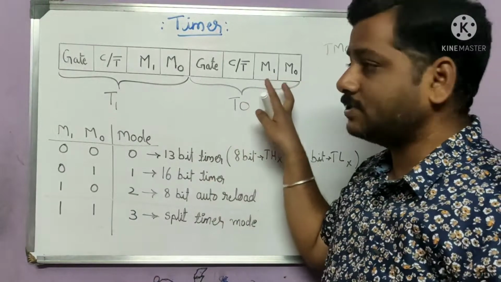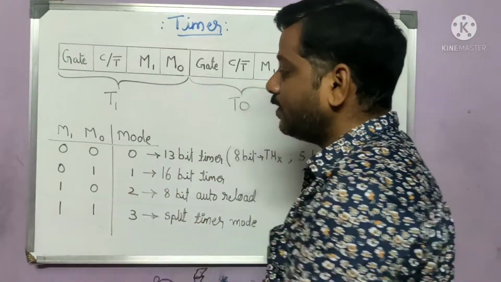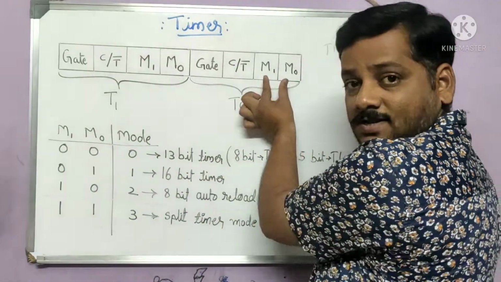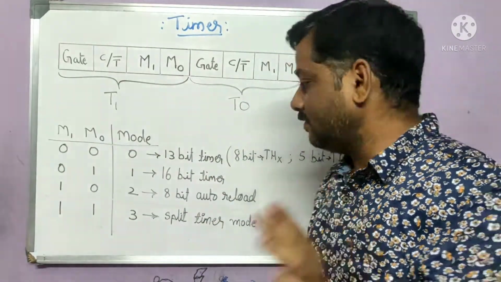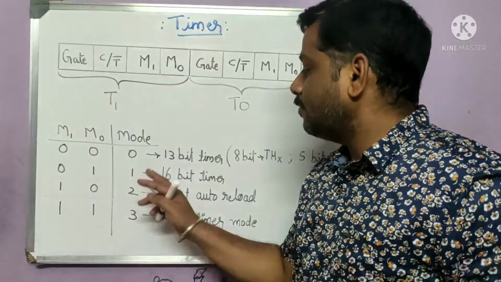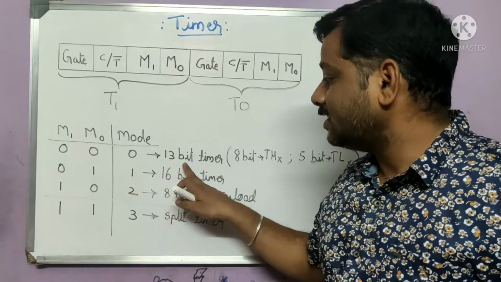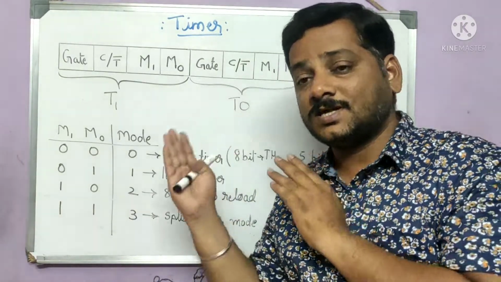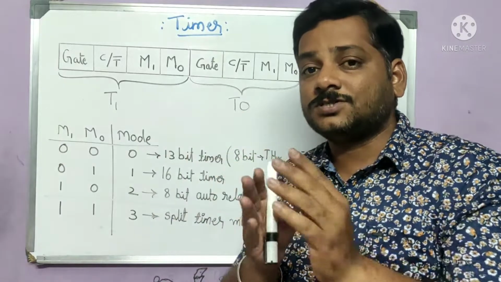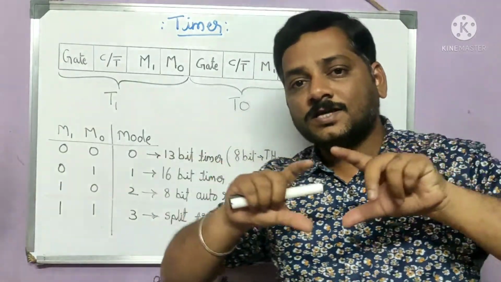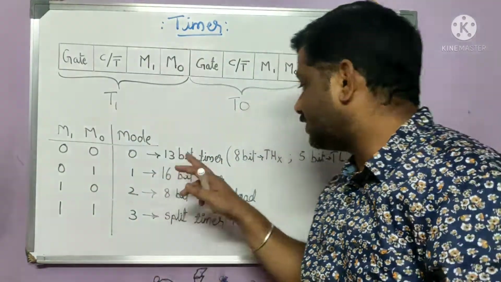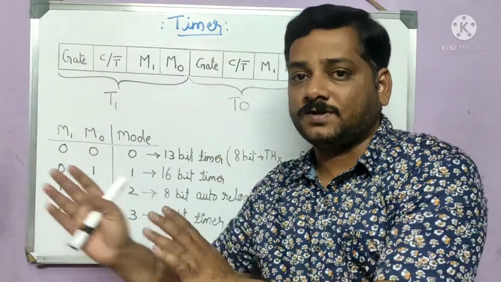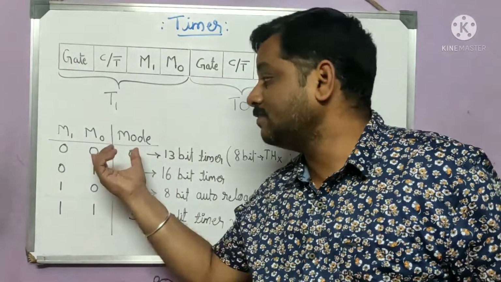If you want to select mode 0, you have to put 00 in M1 and M0. If I put 00 here, the timer will be operating in mode 0. So what is mode 0? Mode 0 means it will select a 13-bit count, a 13-bit timer. As I told you earlier, the timer register, TL0 and TH0, is in total 16 bits in size. In that 16-bit size, I can make use of 13 bits for timer counting. Just the remaining 3 bits will be left. Only 13 bits can be used if it is in mode 0.